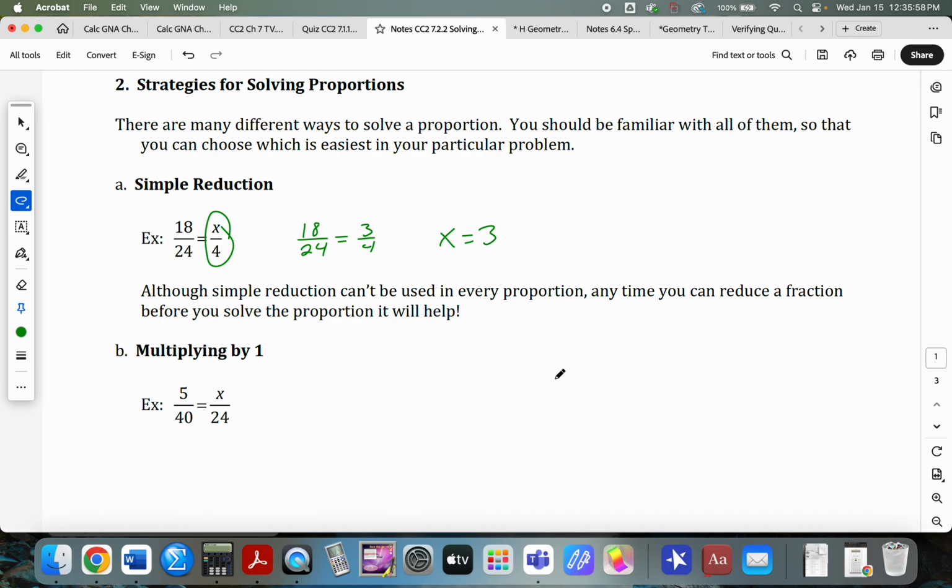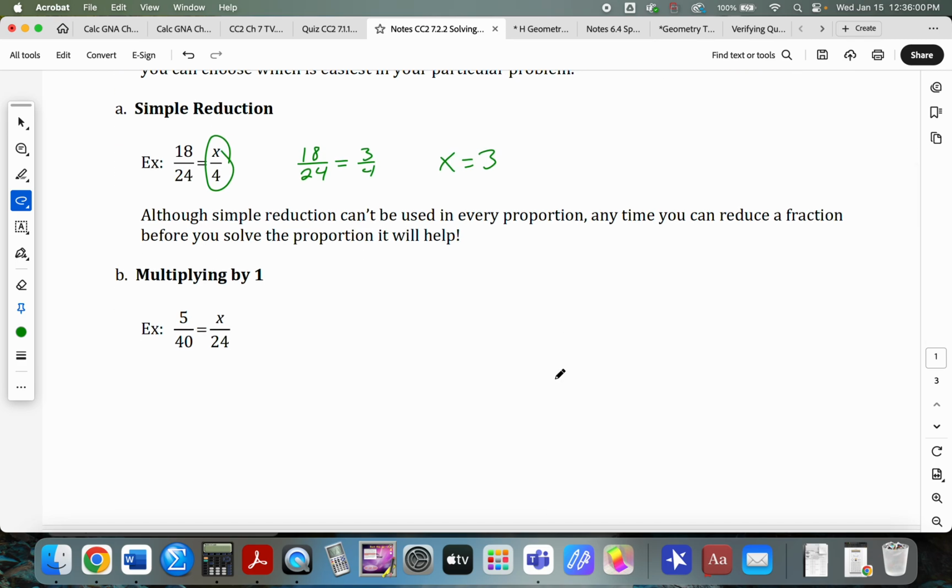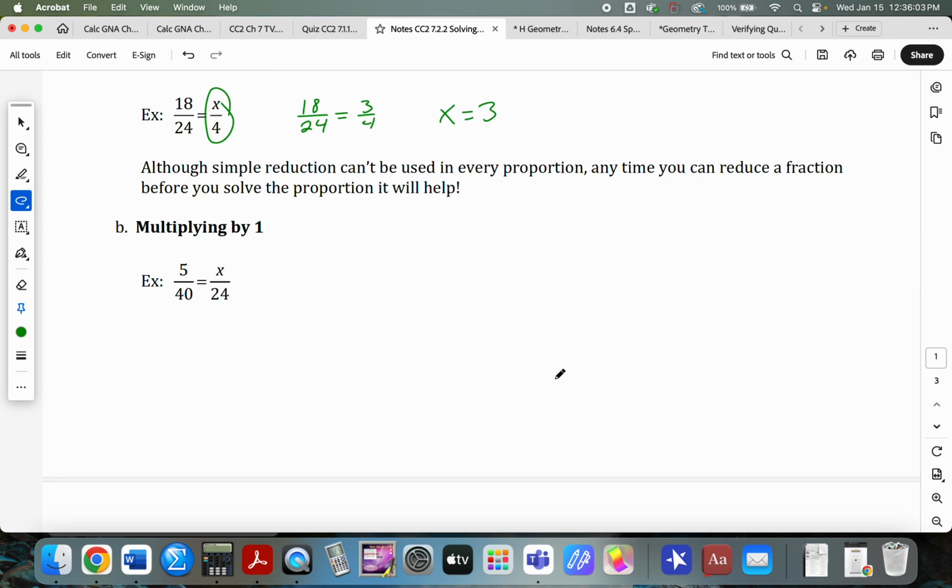Now, that won't work all the time, but you should always reduce before you get started. So 5 over 40, what does 5 over 40 reduce to? 1 out of 8. And then what can we multiply that by to get something over 24? 3 over 3. So we're just multiplying by 1. So what's x? X is 3.